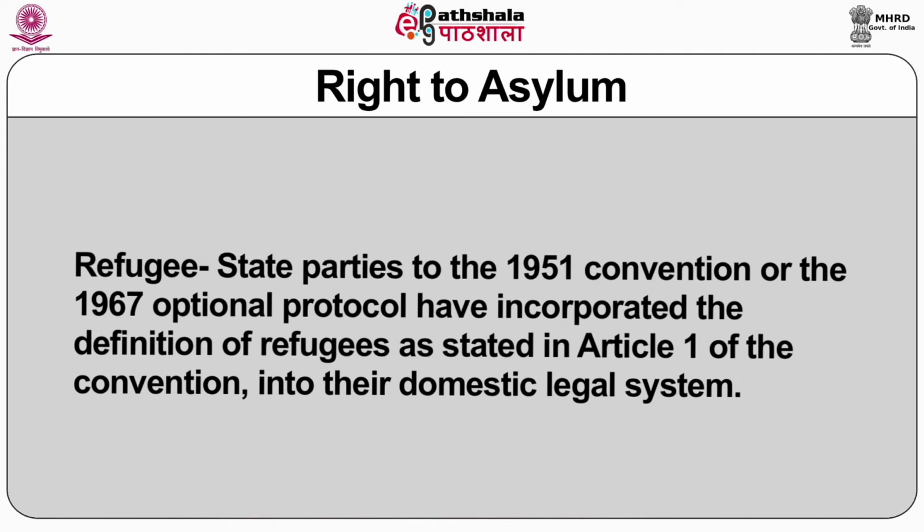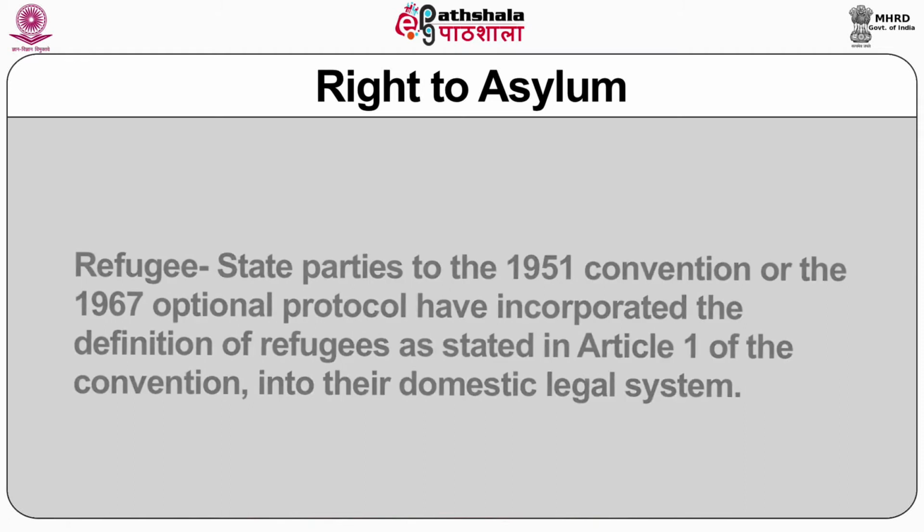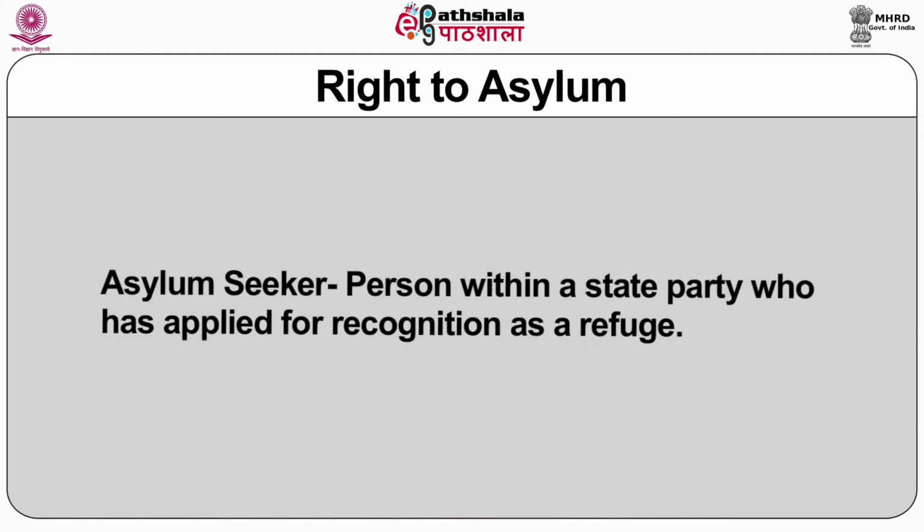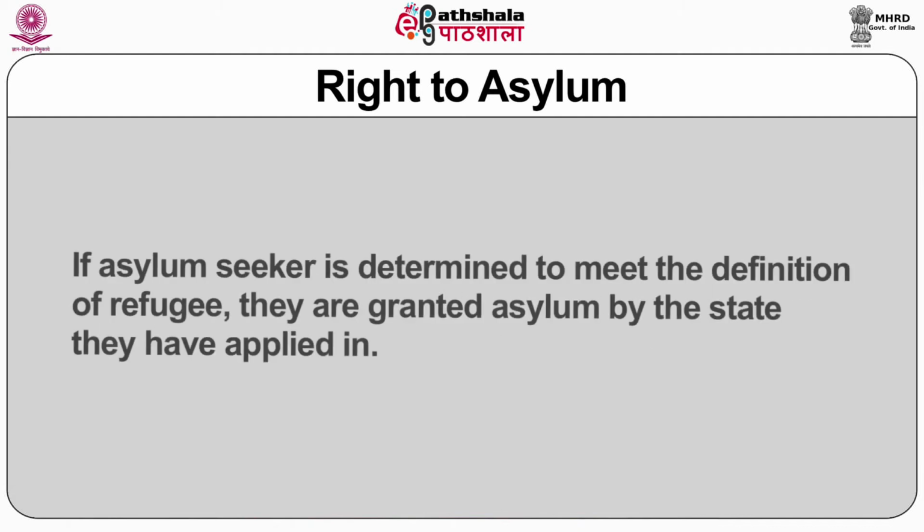State parties to the 1951 Convention or the 1967 Protocol have incorporated the definition of refugee as stated in Article 1 of this Convention into their domestic legal system. Second is the definition of asylum seeker: a person within a state who has applied for recognition as a refugee. If an asylum seeker is determined to meet the definition of refugee, they are granted asylum by the state they have applied in.